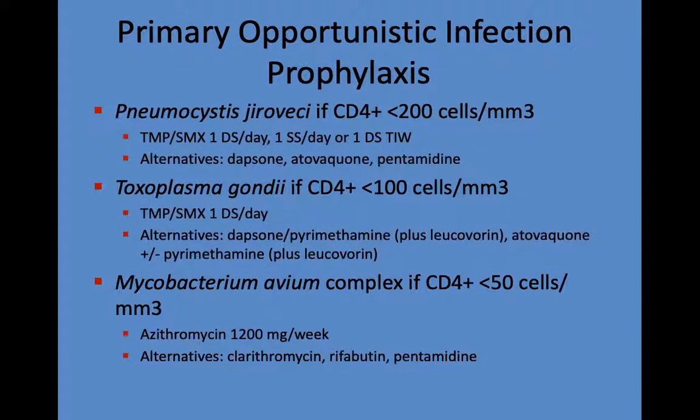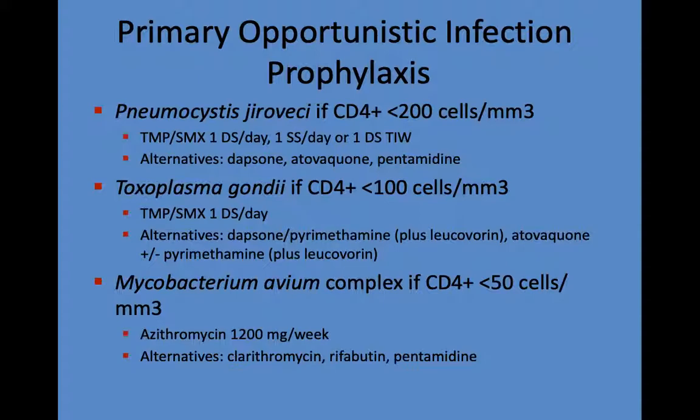There are some opportunistic infections we have to watch out for with patients with HIV. If you have a patient whose CD4 count drops below 200, your patient is at a much higher risk of getting pneumocystis. So you're going to give them Bactrim once a day: one double strength a day, one single strength a day, or one double strength 3 times a week. And you can see the alternatives listed there.